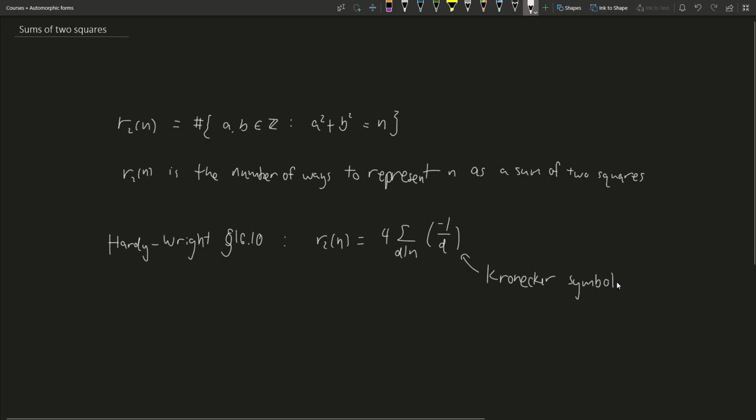And it is a Dirichlet character. So the value of this explicitly is: (-1/d) is 0 when d is even, and (-1) to the (d-1)/2 when d is odd.